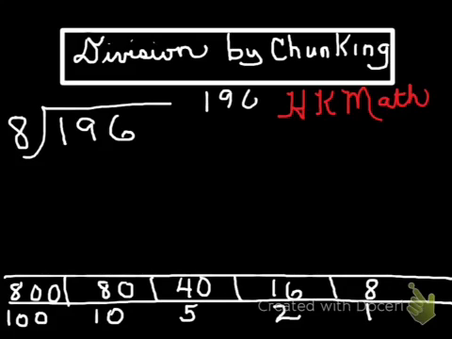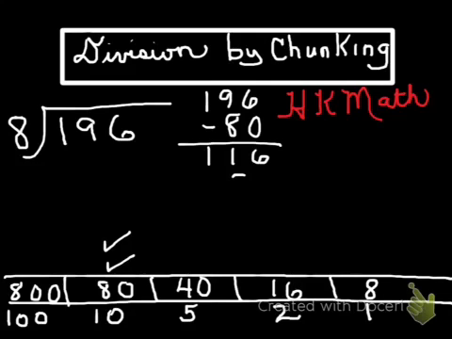So I'm going to start with 196, and I'm going to subtract 10 little chunks and make one big chunk of 80. So I'm subtracting 80, and I get a remainder of 116, and it looks like I can subtract another chunk of 80, which is the same as 10 chunks of 8. Now I'm down to 36.